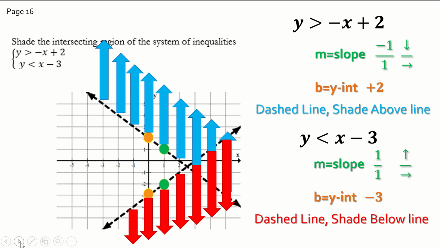Your solutions would be wherever the double shaded region occurs. So you look to see where the two shaded regions overlap one another. And it would be in this triangle right here. Any point in this double shaded region is a good solution.